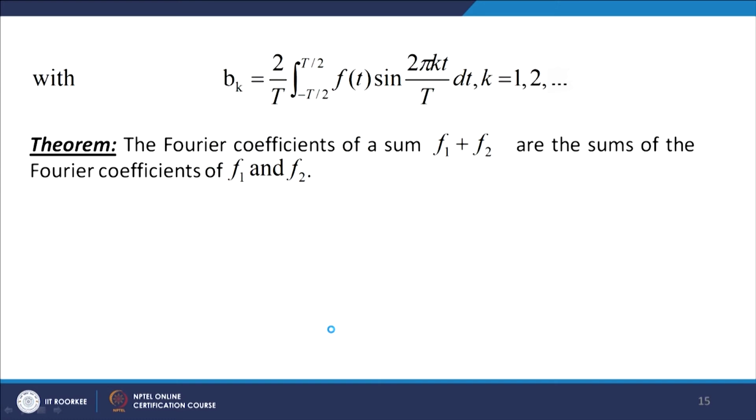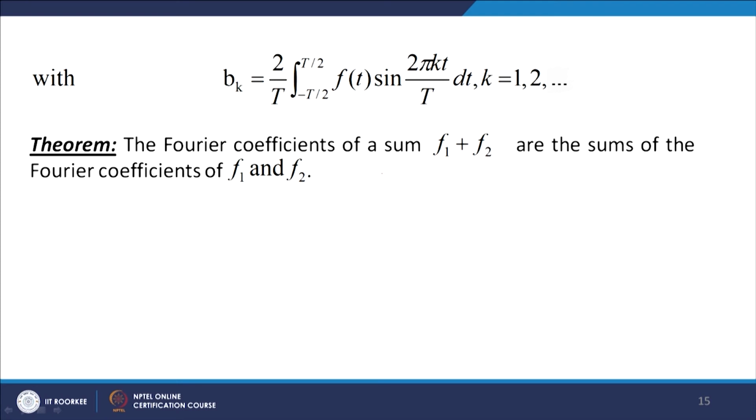So, where b n's are given by 2 over T, integral from minus T by 2 to T by 2 of f(t) sin(2 pi n t by T) dt, and n taking values 1, 2 and so on. The Fourier coefficients of a sum f1 plus f2 are the sums of the Fourier coefficients of f1 and f2. It is very easy to see.